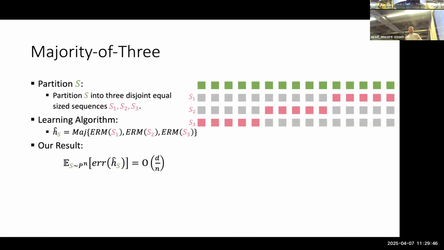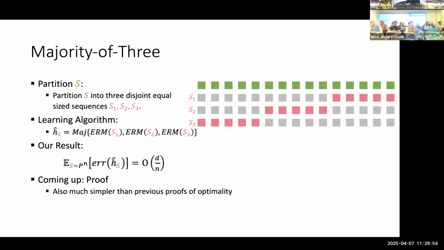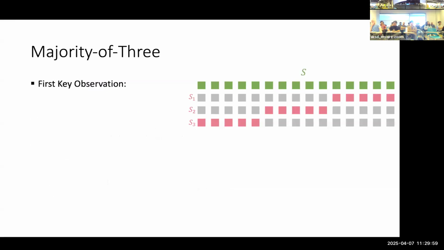Okay, so this is the learning algorithm, and our main result in this work is that this gets the optimal expected error. And this proof is also very simple. I think I basically give you the whole proof here. It's much simpler than the previous proofs of optimality. So let's try and see how it goes.